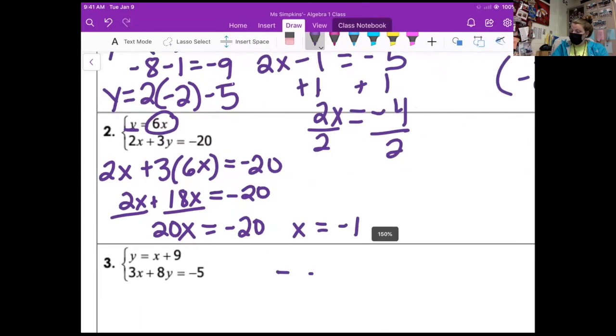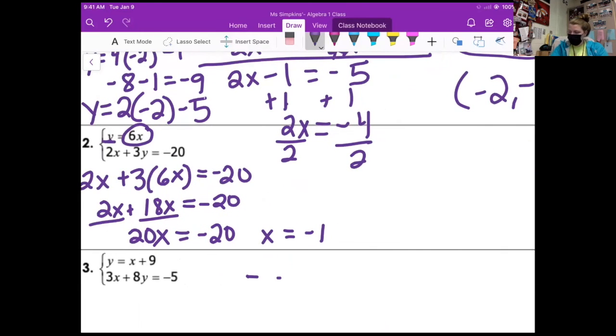So now, Enrique, what do we do? We just replace all the x's with negative 1. Okay, which one? The first one or the second one? First. No, the second one. It doesn't matter. Which one looks a lot easier? Yeah, so that's the one we're going to use.